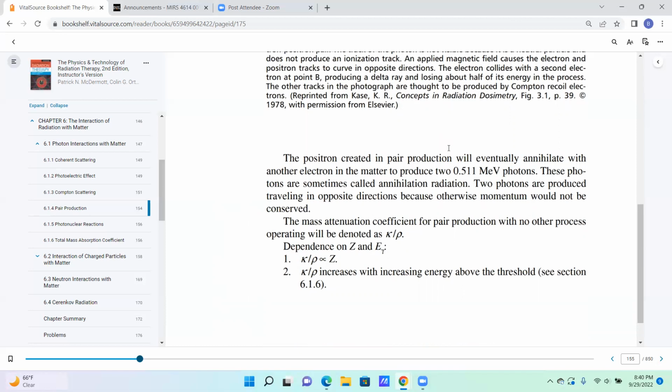So the positron created in pair production will eventually annihilate with another electron in the matter to produce two 0.511 MeV photons. These photons are sometimes called annihilation radiation. So two photons are produced traveling in opposite directions because otherwise momentum would not be conserved. So the mass attenuation coefficient for pair production with no other processes is kappa divided by rho. Kappa divided by rho is proportional to the atomic number, and it increases with increasing energy above the threshold.